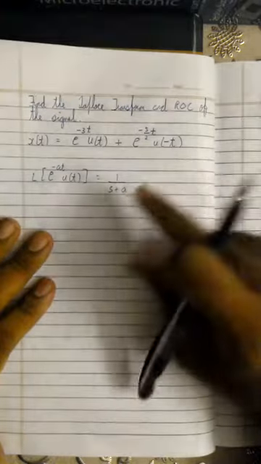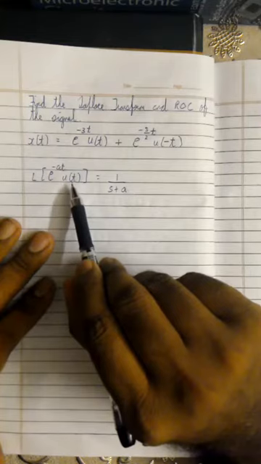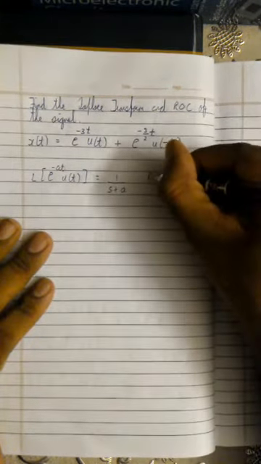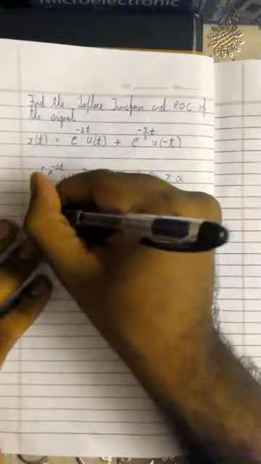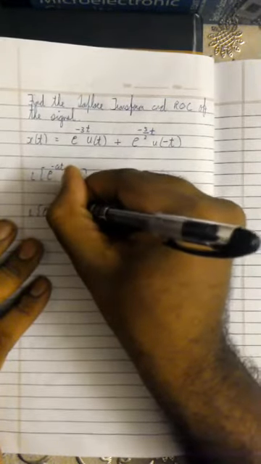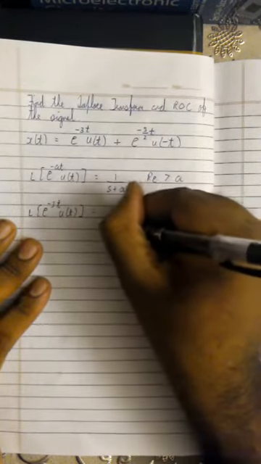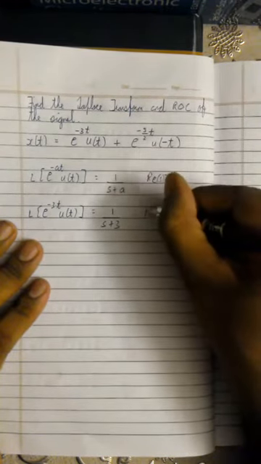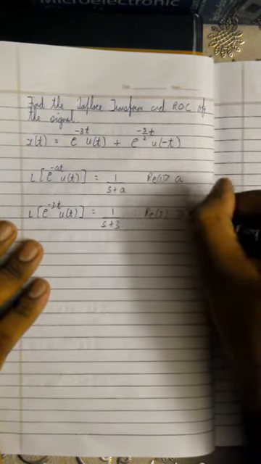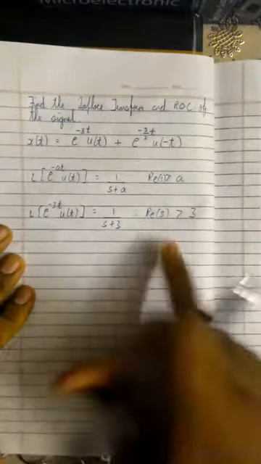Since this is u of t, this is a right-sided signal. If it is a right-sided signal, then my real part of s is greater than minus a. So in that case, the Laplace transform of e raised to minus 3t u of t is equal to 1 by s plus 3, where the real part of s is greater than minus 3. So I found the Laplace transform of the first term and also its ROC.